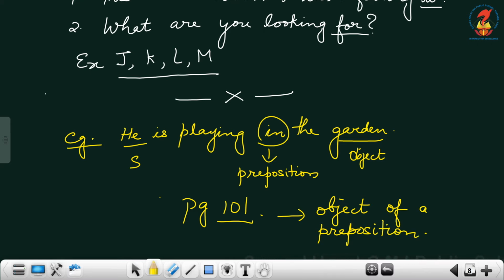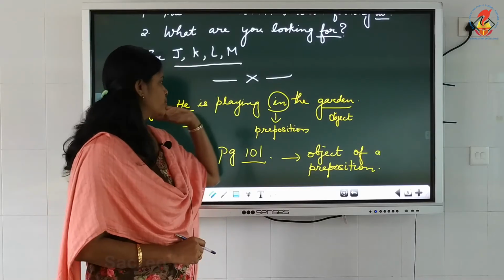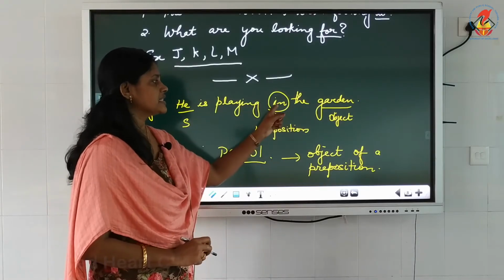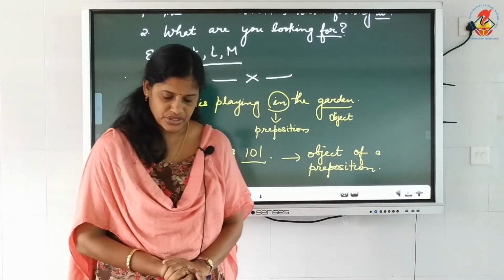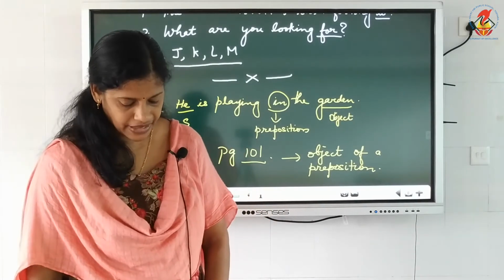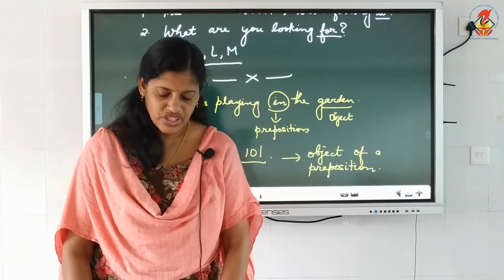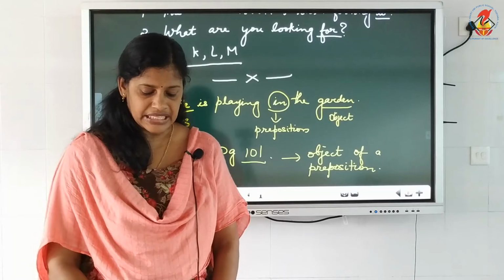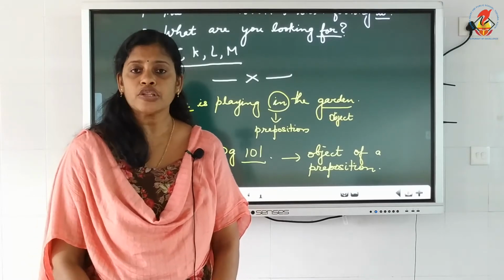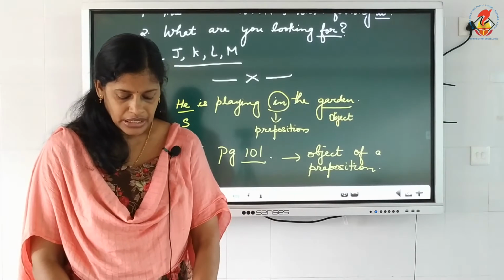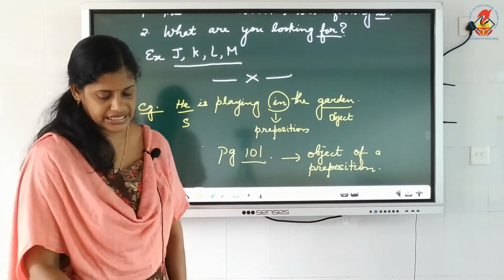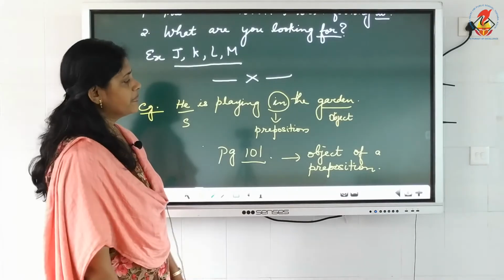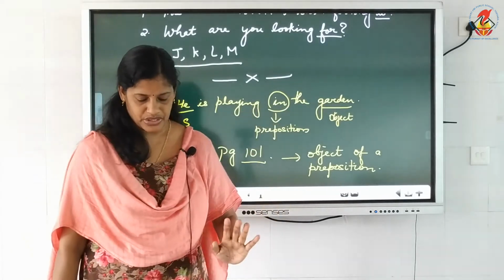So the boy is playing. Where is he playing? In the garden. The relation of the boy and the garden is shown. He is playing in the garden. This is the object. So garden is referred to as the object of a preposition. You can see page number 101. The noun or pronoun to which a preposition is placed is called the object of a preposition. In the garden, the word in is the preposition and the object is the garden.